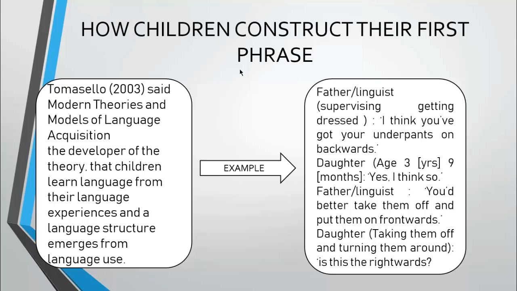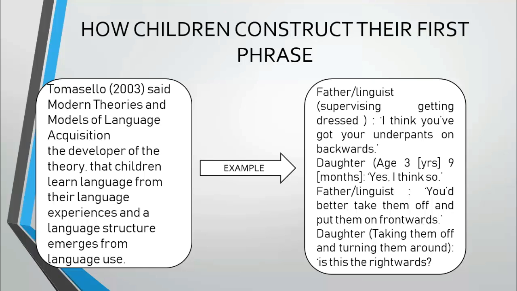The example can be seen from the following example. Father or linguist, supervising the getting dressed: I think you've got your underpants on backwards. Daughter, age 3 years, 9 months: Yes, I think so. Father or linguist: You'd better take them off and put them on frontwards. Daughter, taking them off and turning them around: Is this the right words?